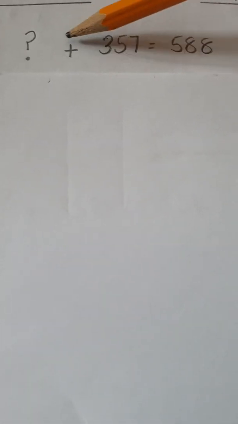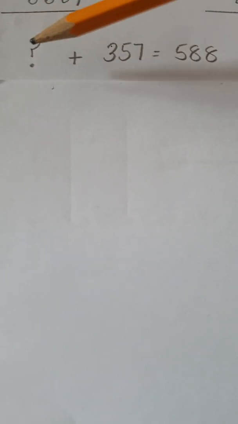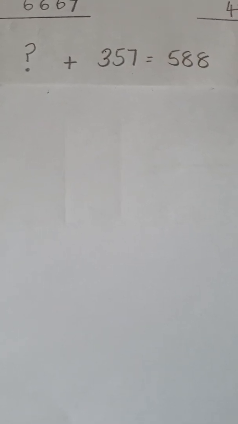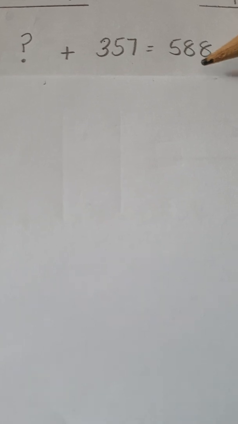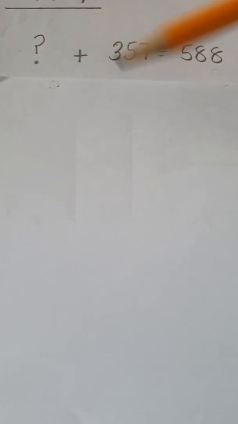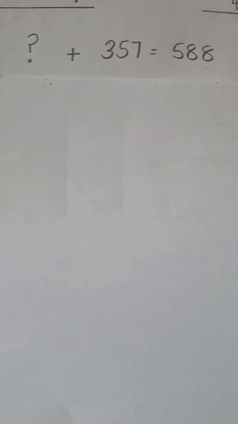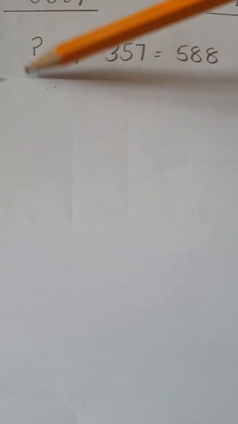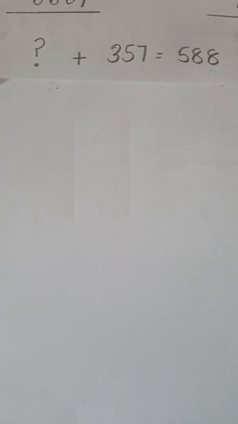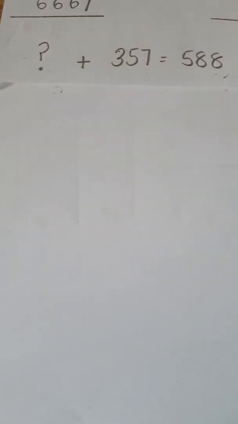Right, we're going to move on to some more examples, okay? Right, so this time we've been given a missing number and we've actually got addition in here, although we're doing subtraction. So something add 357 equals 588, okay? What we need to do here to work out the missing number is the inverse. So the inverse to addition is subtraction, okay? So we know that this number here plus this number is 588, which is telling us that if we take this number away from 588, it's going to give us this missing number, okay?